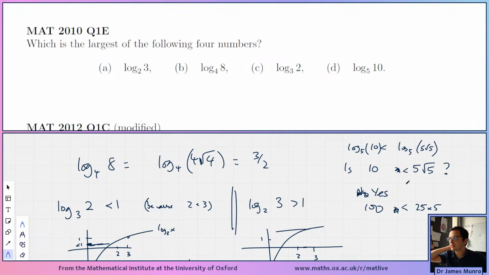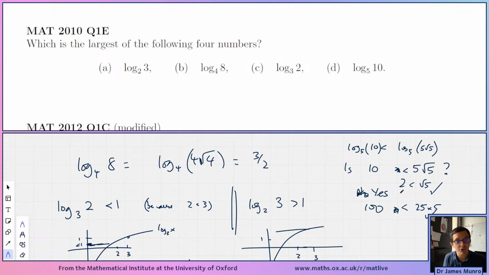Okay. Square root of 5 versus 2. Yeah, that works as well as a comparison between 10 and 5 root 5. I should have thought of that. Divide by 5. Is 2 less than root 5? Yes, that's true. Root 5 is bigger than 2. I thought about squaring, but I should maybe have just divided by 5.